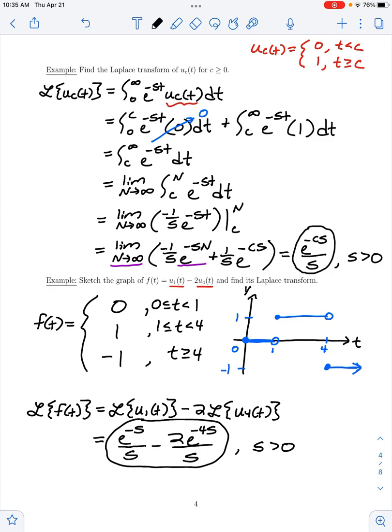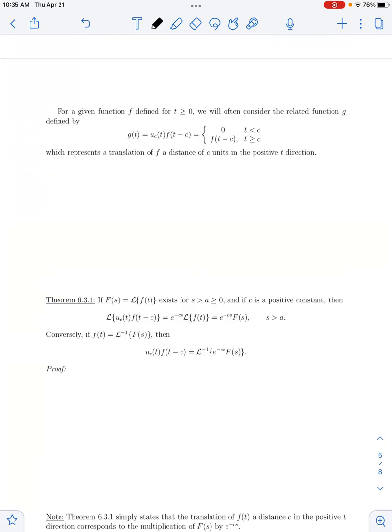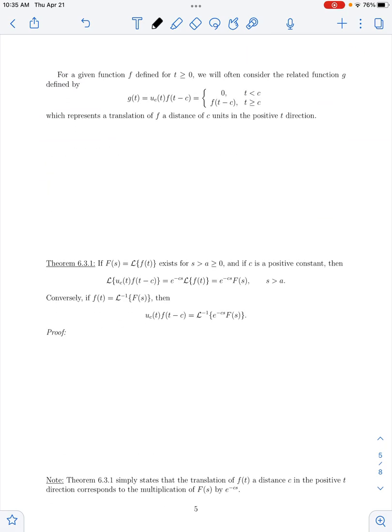So we see here that we can find the Laplace transform of a piecewise defined function, f of t, by rewriting it in terms of a unit step function, and then taking the transform of those step function terms. Now, another function that we will often consider throughout Chapter 6 is a unit function multiplied by some function of t. So let's consider the following. Suppose that we have a given function f, which is defined for non-negative values of t. Then we will often consider a related function, g, which is defined as follows.